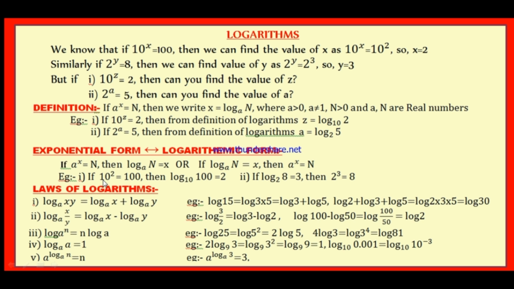For example, you see here, 10 square is equal to 100. This is in the exponential form. Now let us convert this into logarithmic form. If you write it in logarithmic form, then 10 square is equal to 100 becomes log 100 to the base 10 is equal to 2. This is how we have to convert an exponential form equation into a logarithmic form. Let us see another example. If log 8 to the base 2 is equal to 3, this equation is in logarithmic form. Let us convert it into exponential form, as the base is 2. Therefore, 2 cube is equal to 8.